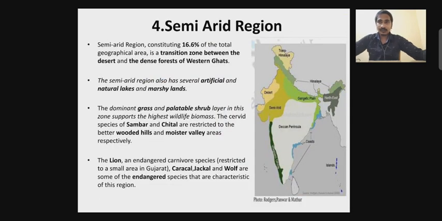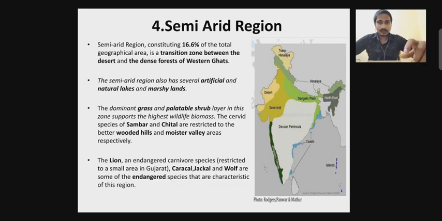Semi-arid region. This region constitutes 16.6% of the total geographic area. It is a transition zone between the desert and the dense forest of the Western Ghats. Here you can see in the map. Okay, the semi-arid region is in between the desert area and the Deccan Plateau, and the dense Western Ghats. So the semi-arid region also has several artificial and natural lakes and marshlands. Marshlands are the wetlands. The dominant grass and palatable shrub layers in this zone support the highest wildlife biomass.